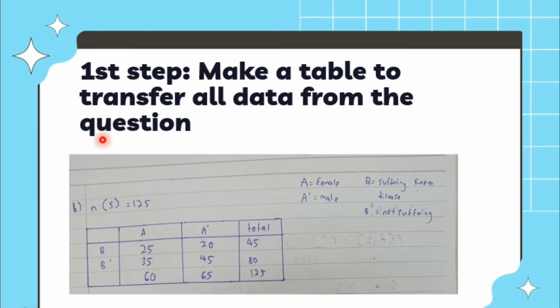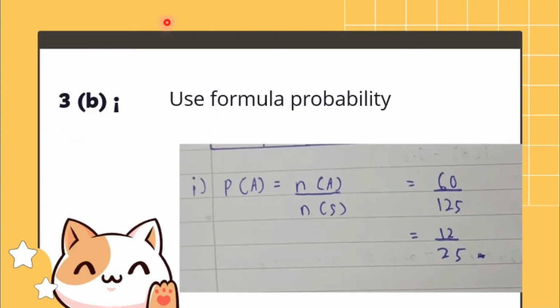We go to the first question first, which is to find probability of A. However, before we answer the question, we must first make a table and then transfer all the data from the question that we read before, so that it will make our work easier. Okay, and then next we go to the first question. Find probability of A. We can find the probability of A by dividing the total number of A, which is the female cats, by the total number of samples, which is 125. So we will get the answer 12/25 from the data we collected in the table.